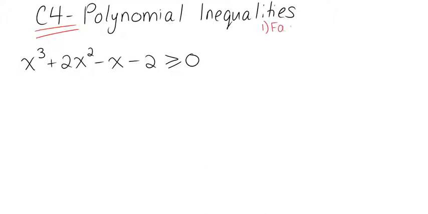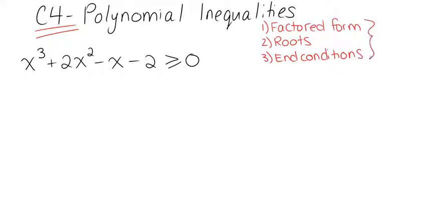First, we want to factor it using long or synthetic division. I'm going to go through synthetic in this video. Essentially we want to put it in factored form. Step 2, we want to find the roots. Step 3, we want to figure out our end conditions so that we can graph it. All of this helps us graph the polynomial function. And finally, step 4, we want to see when our function is greater than or equal to 0, or whatever the question is asking us to do.